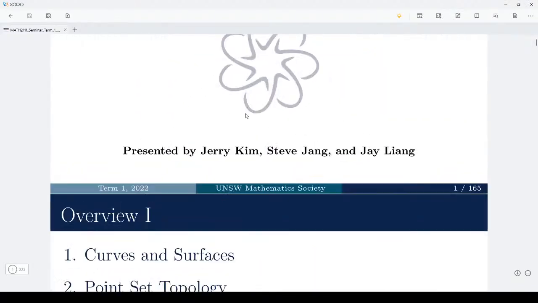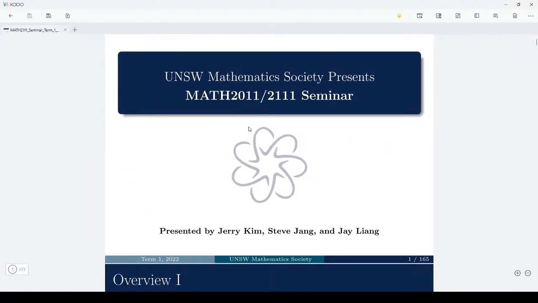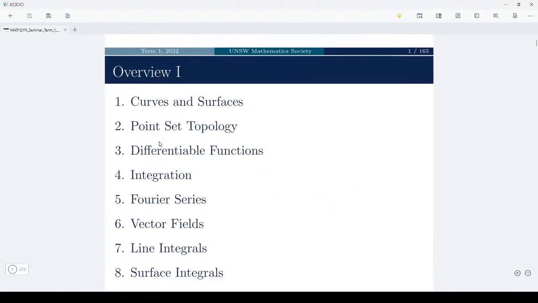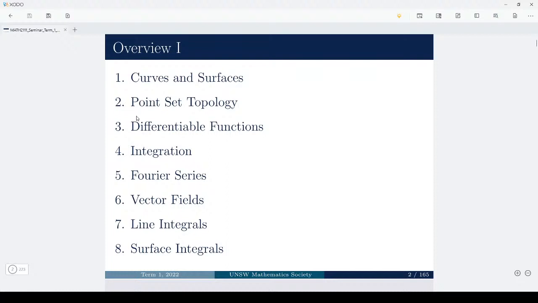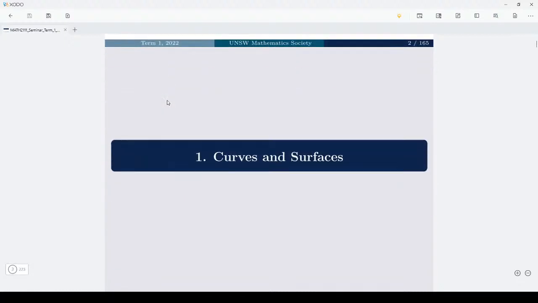Alright, sorry about that. I didn't know that I was missing my adapter. Okay, yep. So as Jerry said, I'll be picking it up from point set topology in topic 2. So I guess we'll go straight to that.